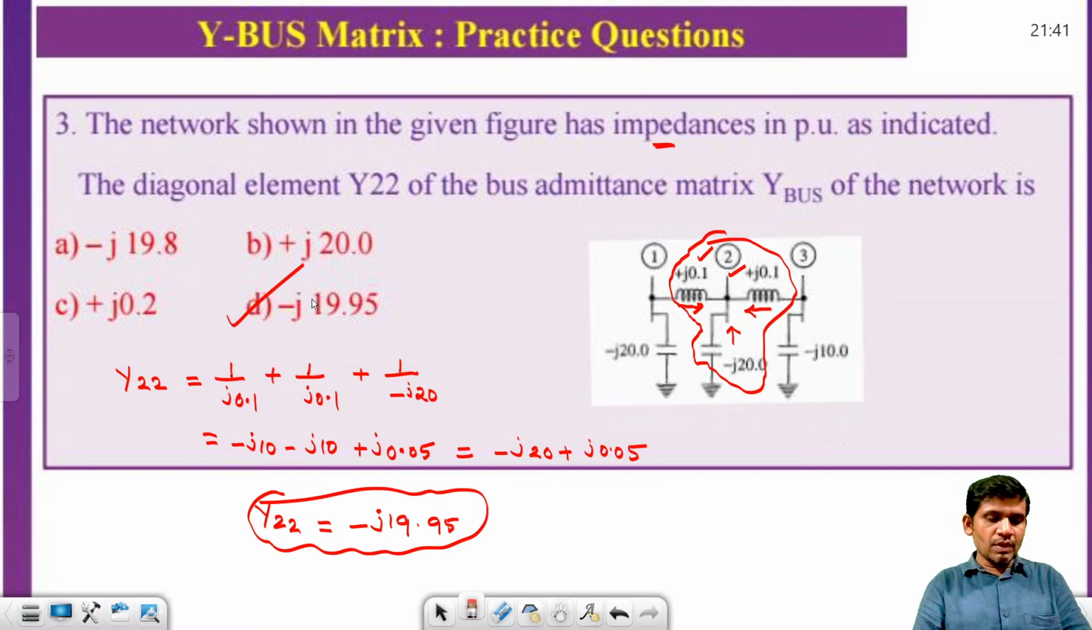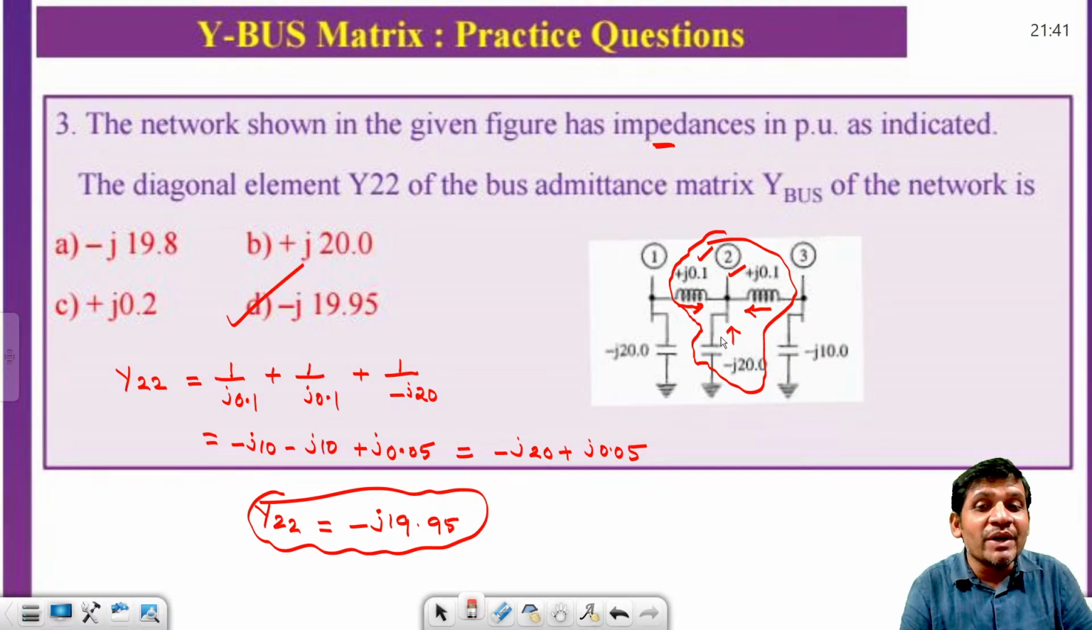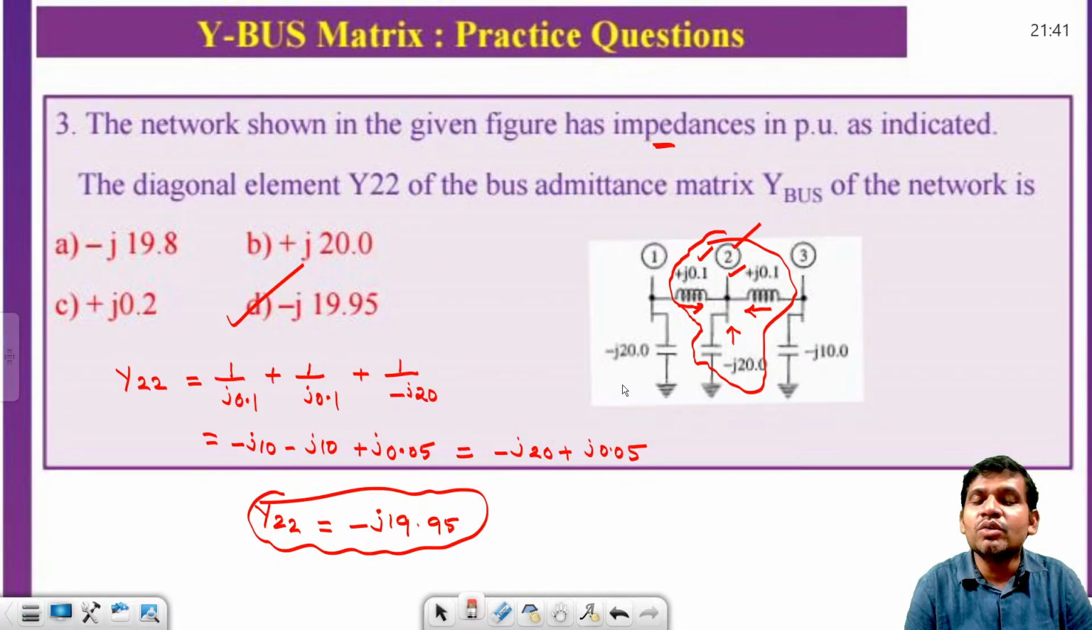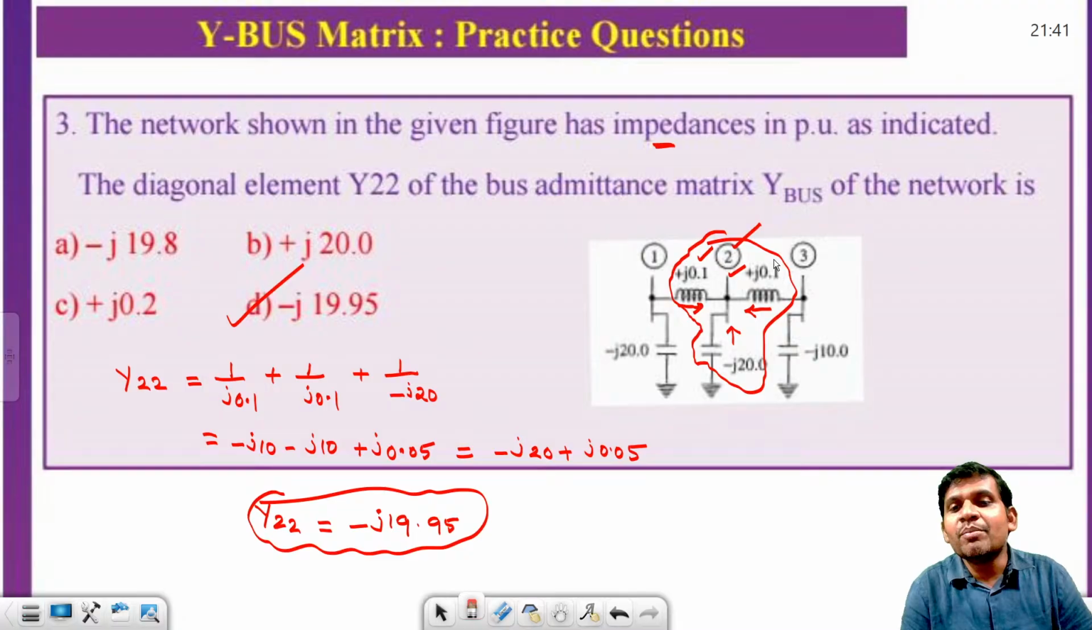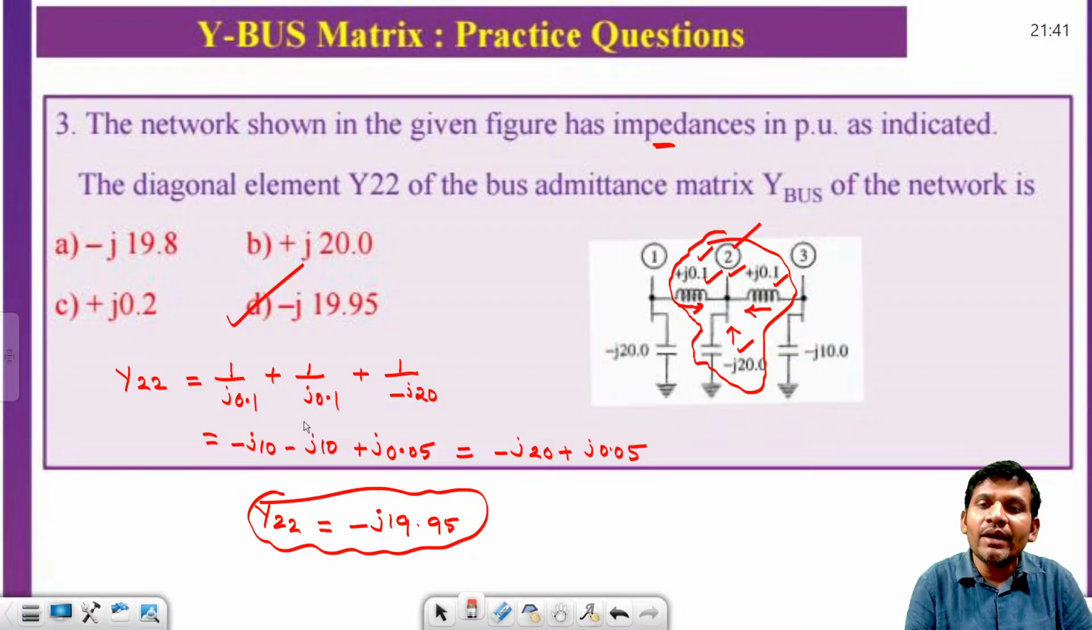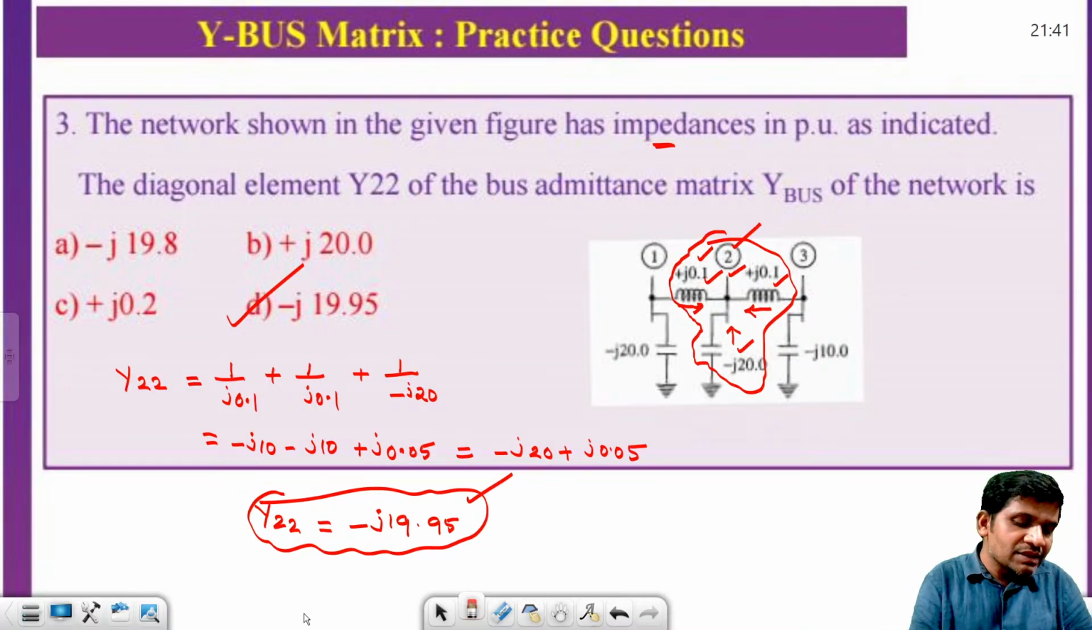Very simple. Sir, here given is not admittances, here given is impedances, but I have to calculate admittance. Now, the admittance connected with respect to bus 2: see what is connected to this bus 2. j0.1 is connected, j0.1, minus j20. Then 1 by impedance is nothing but admittance. Then I calculated minus j19.95.